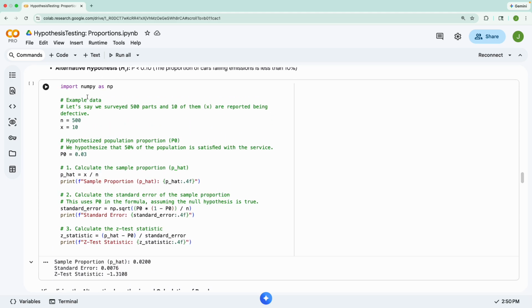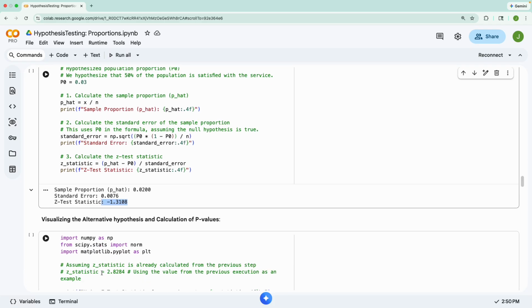And here I calculated our test statistic for this example. So n is 500, x is 10. Our null hypothesis probability is 0.03. Our test statistic is x over n, so 0.02. Our standard error is 0.07. And we get this z statistic just by calculating the z-score using the normal distribution.